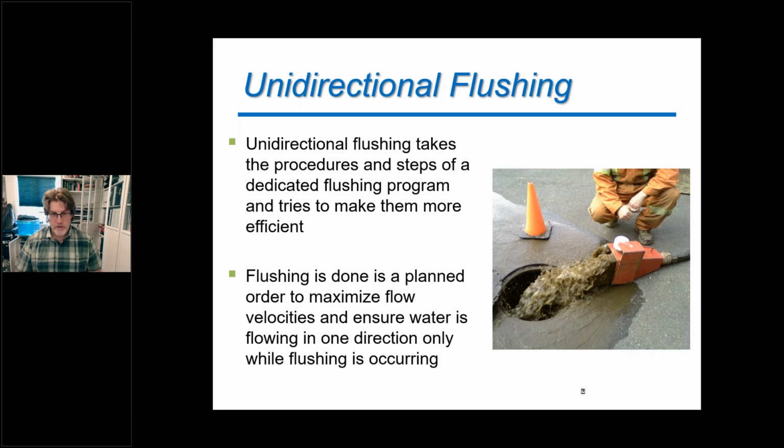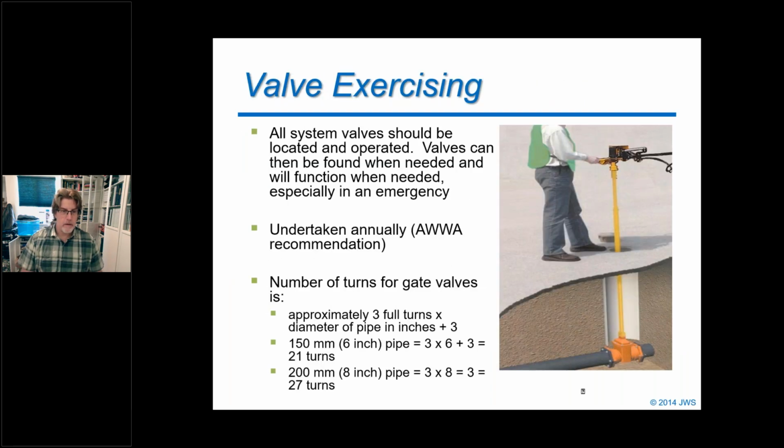As I said, unidirectional flushing is a little bit more advanced, so we're not going to really cover this, but what we're doing here is making sure those loops are cut off so that we only get flow going in one direction only. So I'm going to move on to valve exercising. That is also part of the flushing, right? You are going to exercise those valves, which might help you find those valves.